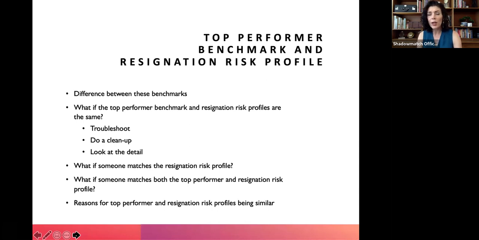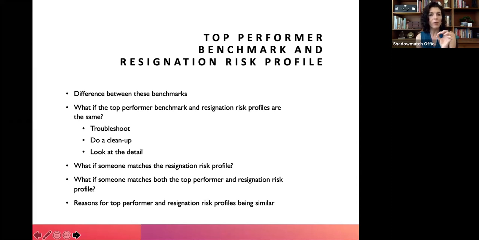And then lastly, before I go to the business applications, the reasons for the top performer and the resignation risk profiles being similar. Ladies and gentlemen, should you find that your top performer benchmark and your resignation risk benchmark, after you've done a cleanup, after you've made sure that these are the correct people in these benchmarks, what if they look similar? What then? Then it means that you are recruiting the right people into the job, because you are recruiting people matched against your top performers, and they become top performers. They become successful in the job.